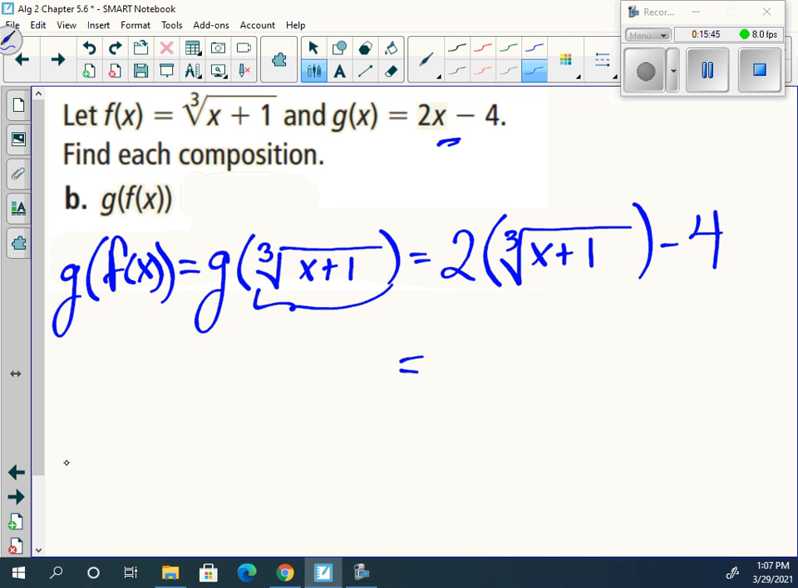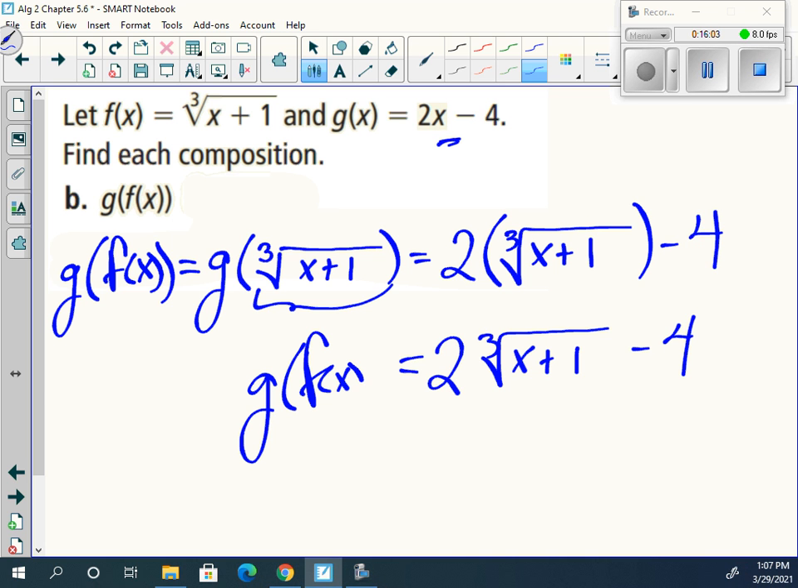We just need to multiply the cubed root of x plus 1 by 2, yes? Now, because it doesn't have a radical, we're just multiplying it on the outside. It's going to be 2 times the cubed root of x plus 1 minus 4, and this here is g of f of x.